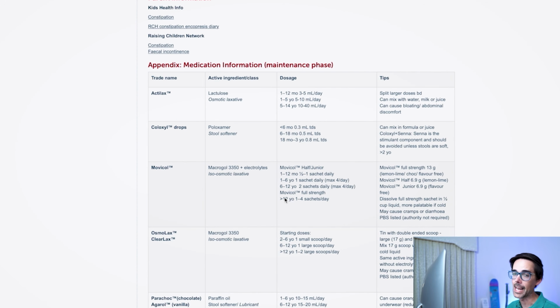I find something that happens quite a lot is that kids are started on laxatives, but they're just not on the right dose.